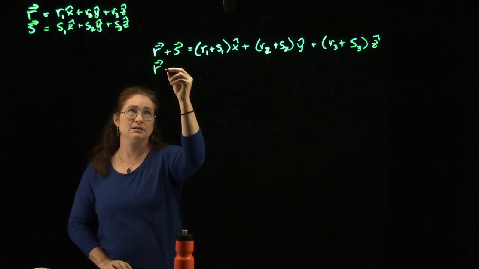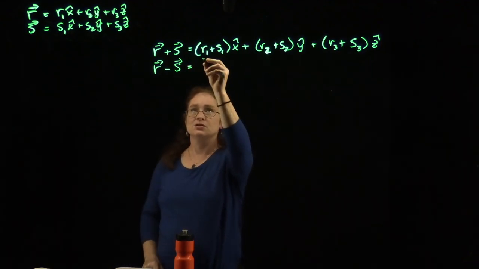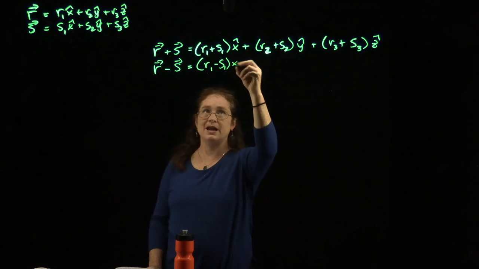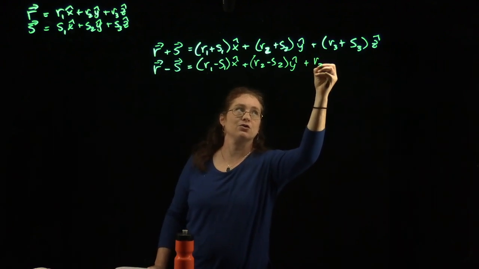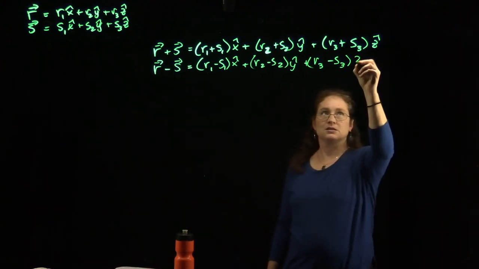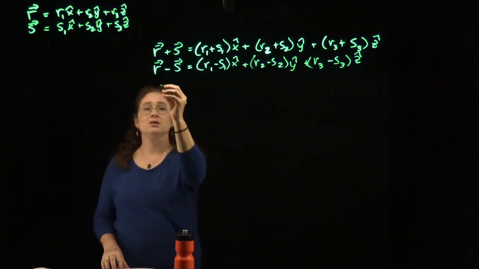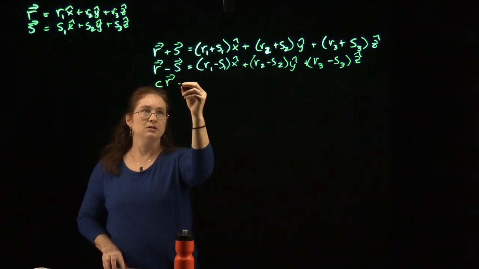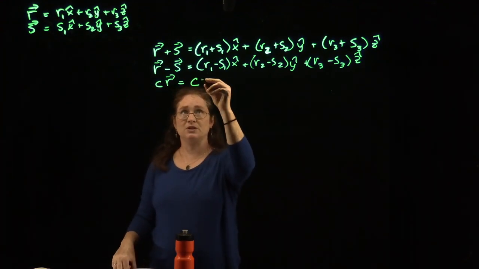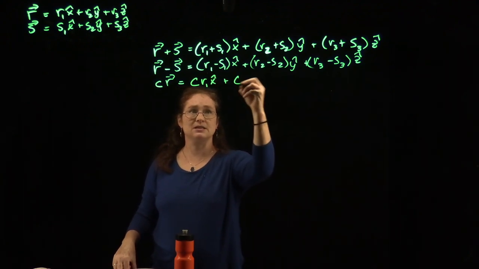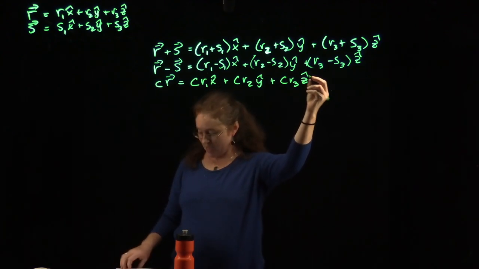Vector subtraction is the same thing. Now we have a negative sign in front of all of the components of S. So we have R1 minus S1 x hat plus R2 minus S2 y hat plus R3 minus S3 z hat. And that is subtraction. We can multiply by a scalar, c times R. This constant c just multiplies each of the components. So we end up with cR1 x hat plus cR2 y hat plus cR3 z hat.